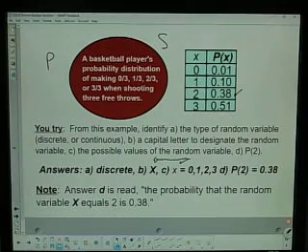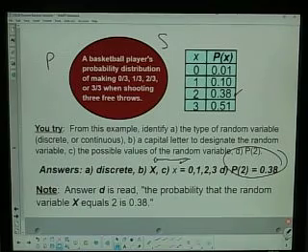Now, note this as well. Part D, the probability, is read like this: the probability that random variable X equals 2 is 0.38.